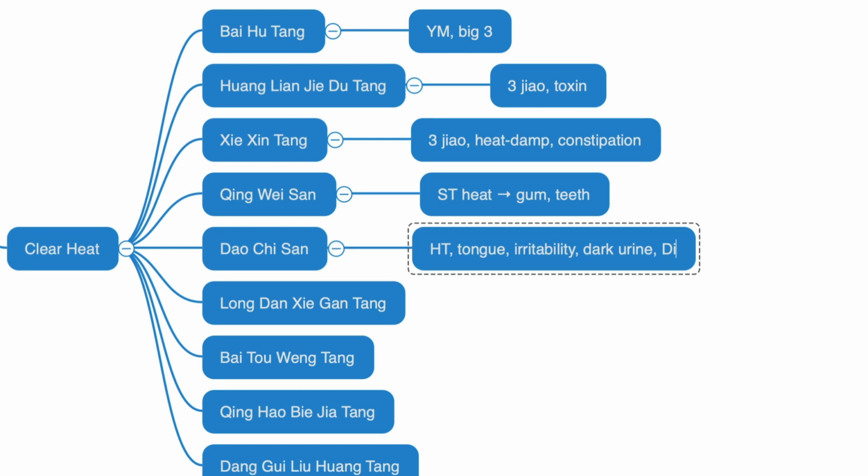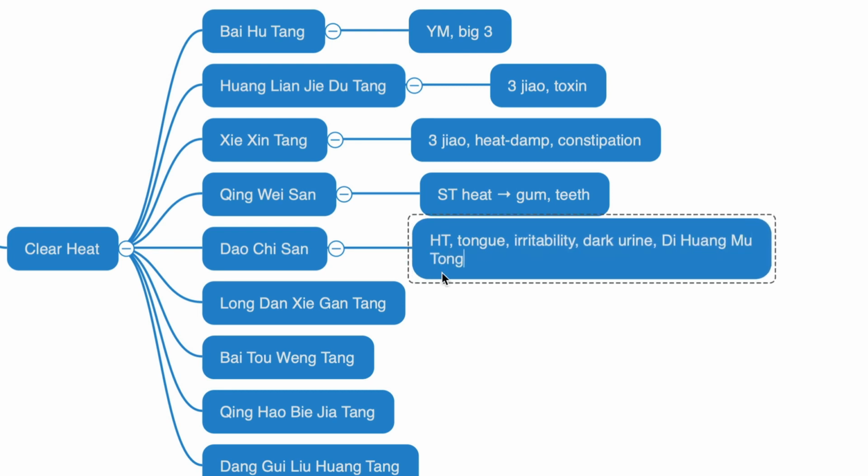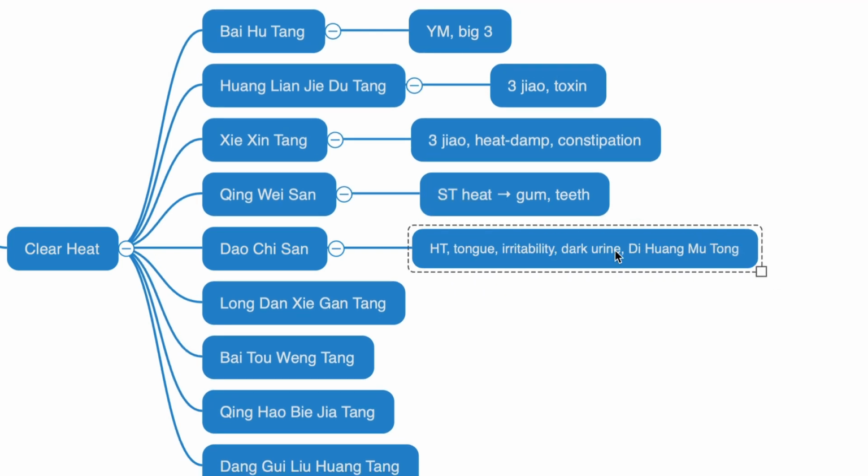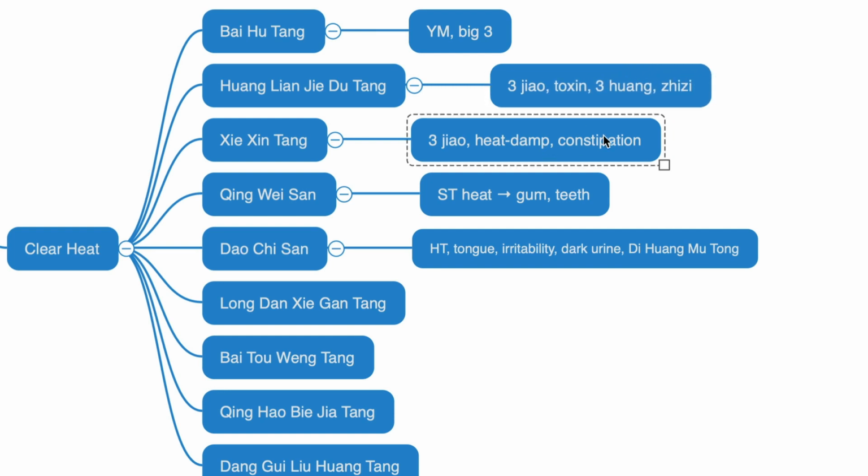Di Huang and Mutong. So this is a paired herb for clearing heart heat. Di Huang and Mutong. And can you name all the ingredients here? Huanglian Jiedu Tang, the 3 Huang: Huanglian, Huangqin, Huangbai. And Zhizi. And this one with Da Huang. This one is Huanglian and nourishing herbs. And this one, Di Huang and Mutong.